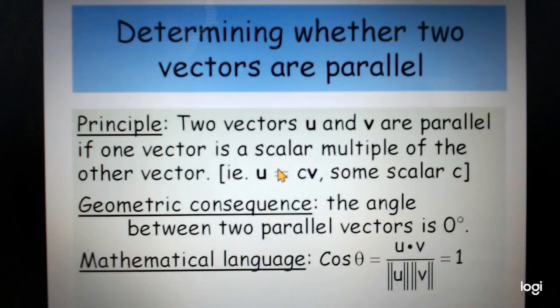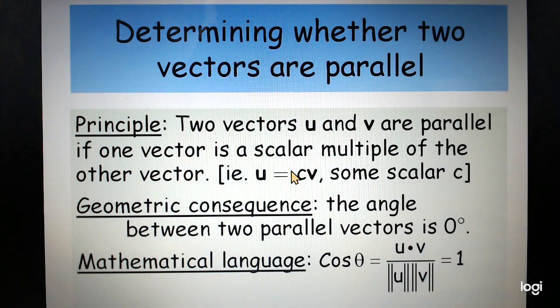Kind of interesting. Okay, determining whether two vectors are parallel. Two vectors u and v are parallel if one vector is a scalar multiple of the other. In other words, if u is some multiple of v for some non-zero scalar c. So this is the definition. Geometric consequence: if two vectors are parallel, the angle between them is 0.